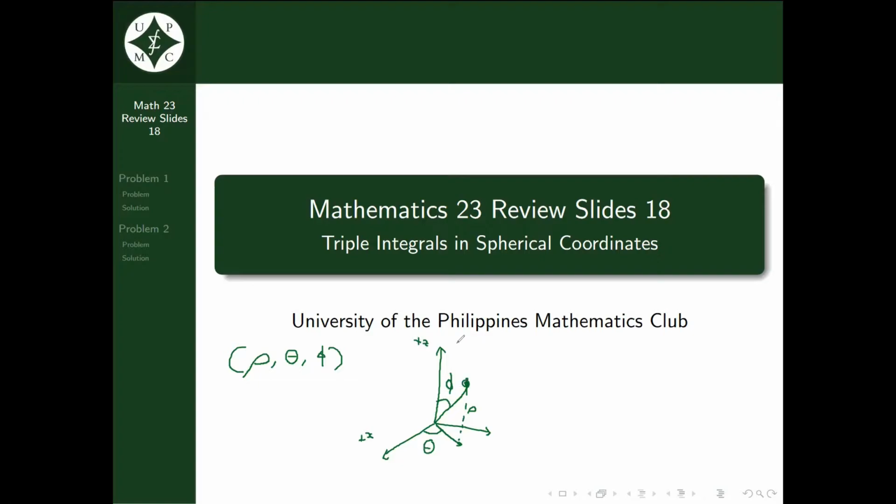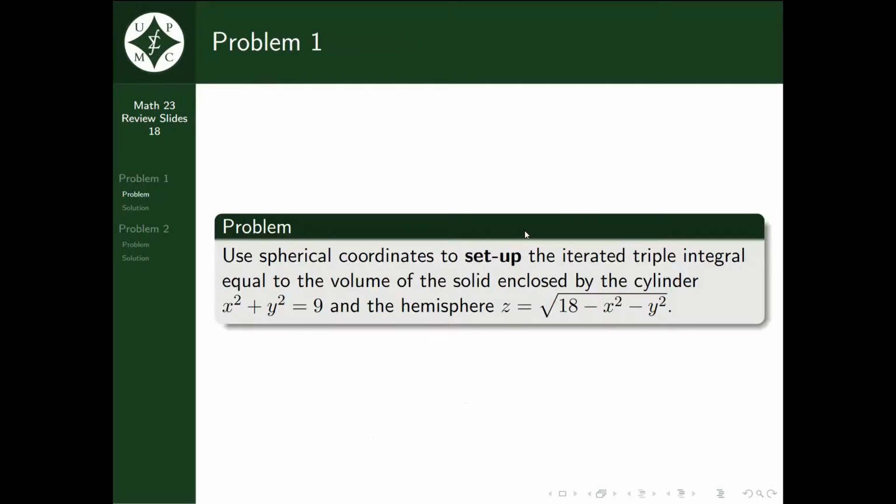So now that we've done a quick overview of what the spherical coordinate system is, let's go into some problems. For problem 1, we need to use spherical coordinates to set up this iterated triple integral equal to the volume of the solid enclosed by the cylinder x squared plus y squared equals 9, and the hemisphere z equals the square root of 18 minus x squared minus y squared. Before I go into the solution, I'll let you guys think about this problem and maybe solve it.